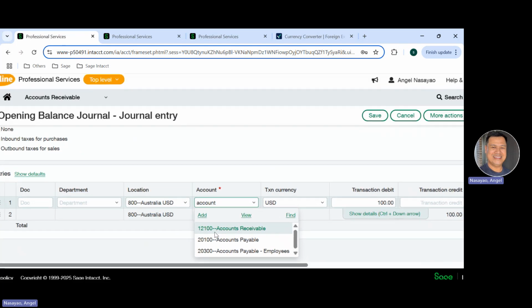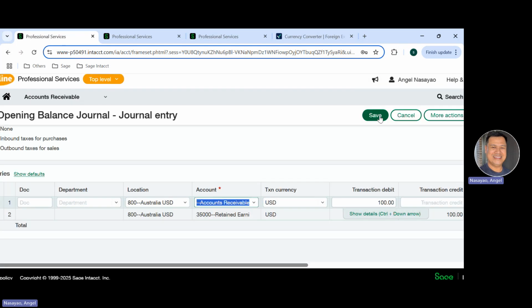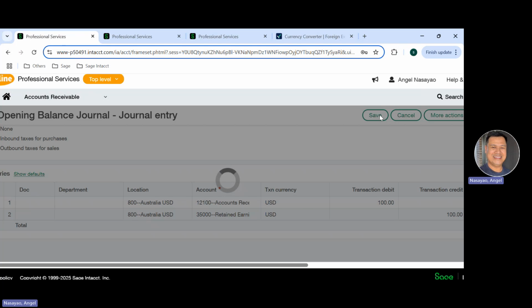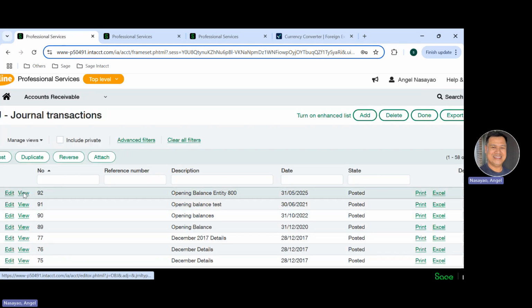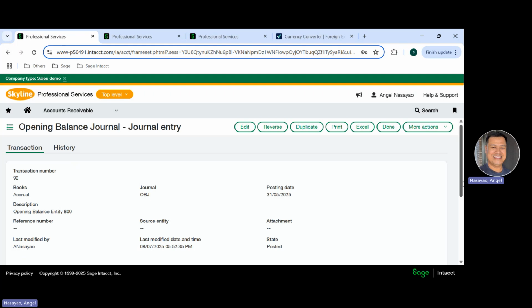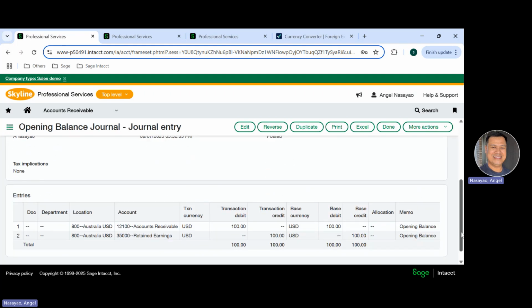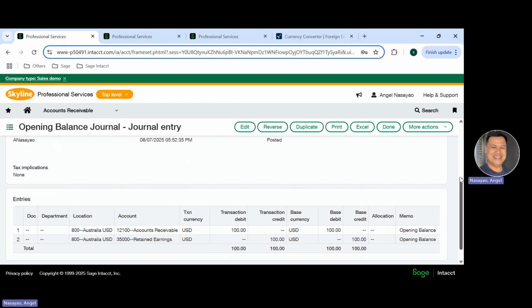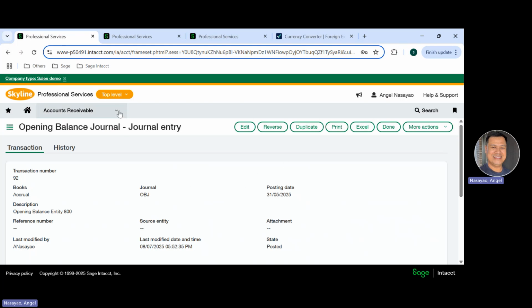So accounts receivable, just for demo purposes. This is the opening balance for entity 800. That's what you can see here. We have a debit of accounts receivable in USD and a credit to the retained earnings account for $100 USD. That's dated 31st of May 2025, assuming that's the first transaction for this entity.